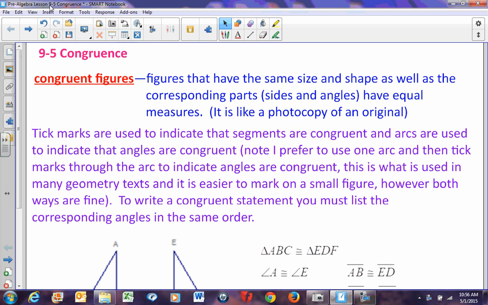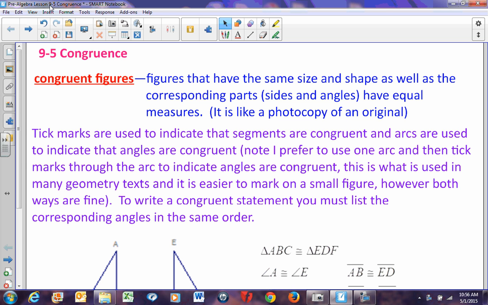This is pre-algebra lesson 9-5, congruence. Congruent figures are figures that have the same size and shape, and the corresponding parts, sides and angles, have equal measures. It's basically like a photocopy of the original.